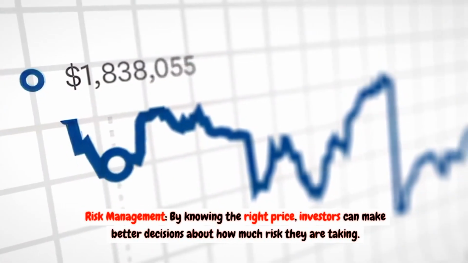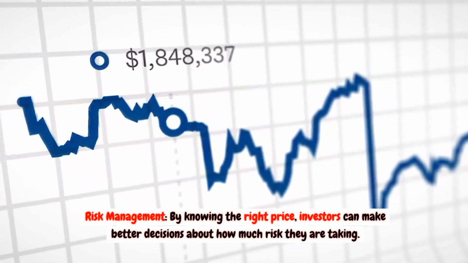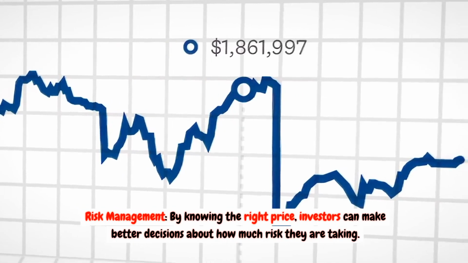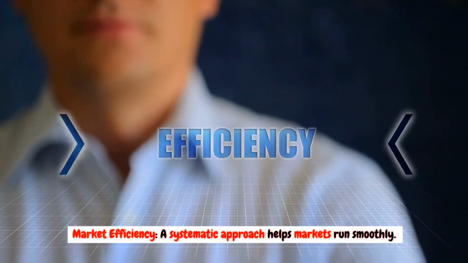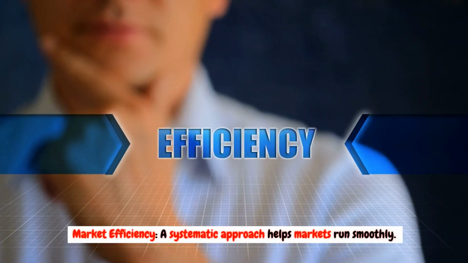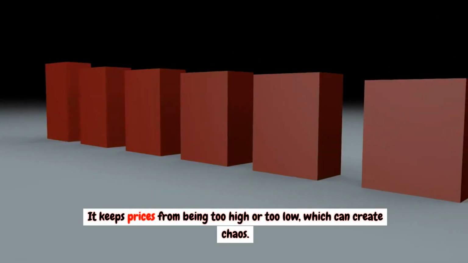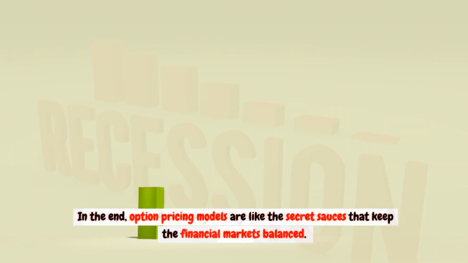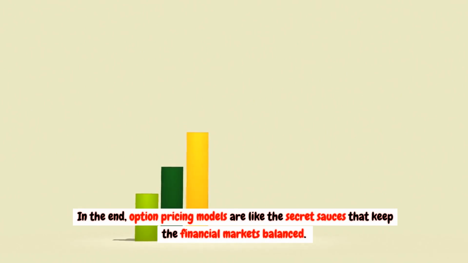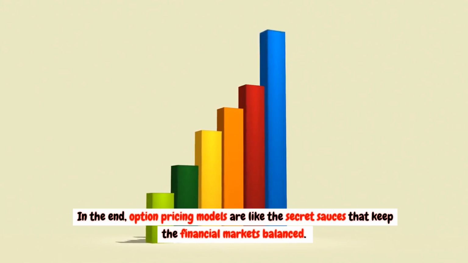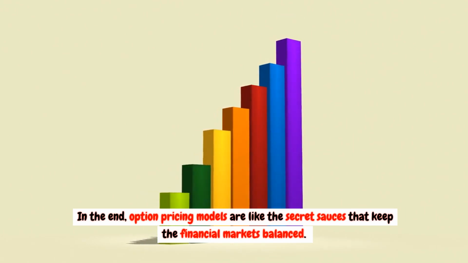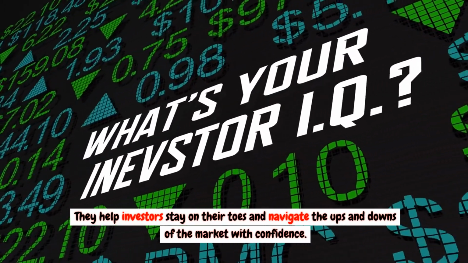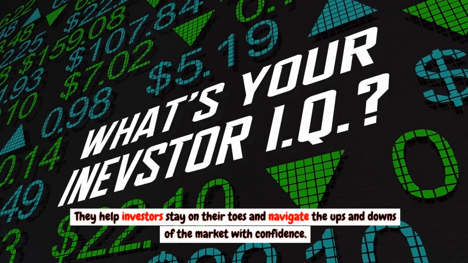Risk management. By knowing the right price, investors can make better decisions about how much risk they are taking. Market efficiency. A systematic approach helps markets run smoothly. It keeps prices from being too high or too low, which can create chaos. In the end, option pricing models are like the secret sauces that keep the financial markets balanced. They help investors stay on their toes and navigate the ups and downs of the market with confidence.